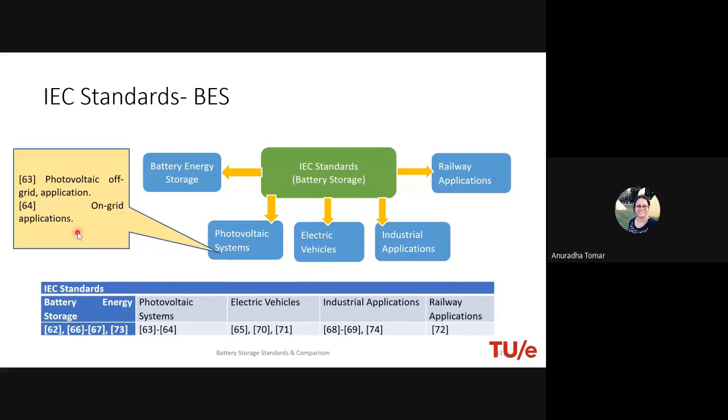So if you are a researcher working in microgrid, off-grid or standalone microgrid, or the on-grid applications of photovoltaics, I think this is something the IEC standards give a very clear picture of, after the IEEE standards. And then they are focusing on electric vehicles here, and this is something which we have not seen in this.